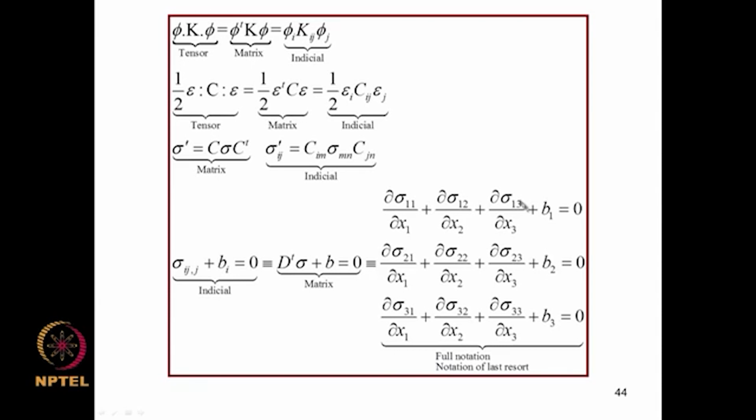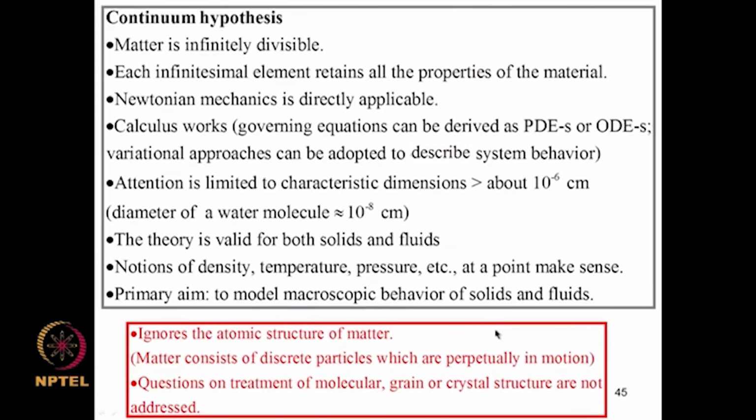The equilibrium equations for elasticity in longhand, in full notation form, are given by this, in matrix form by this, and in indicial form by this. Actually, the full notation is a notation of last resort, where everything is spelled out and you write all the terms without cutting down. This clearly becomes cumbersome if you have to deal with such equations too often. Now, I will start a quick review of continuum mechanics.